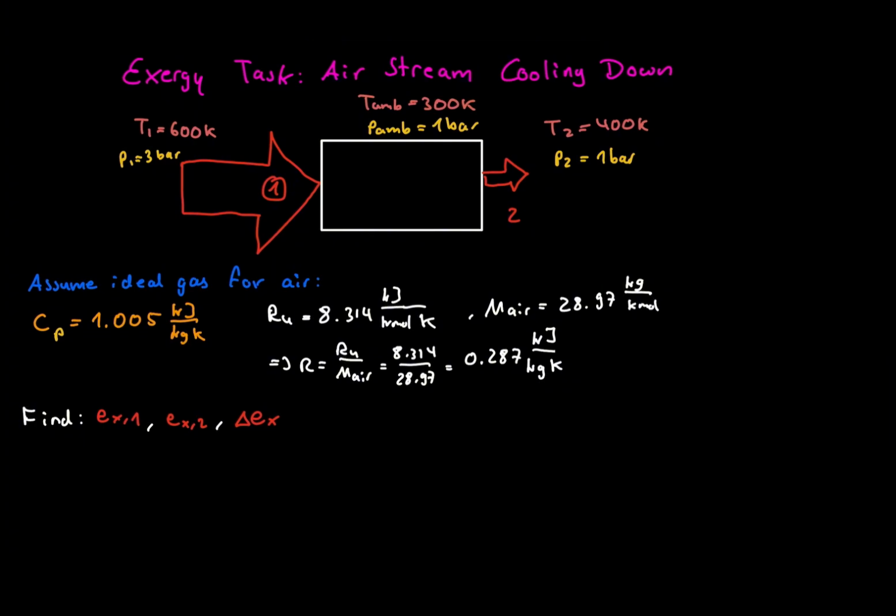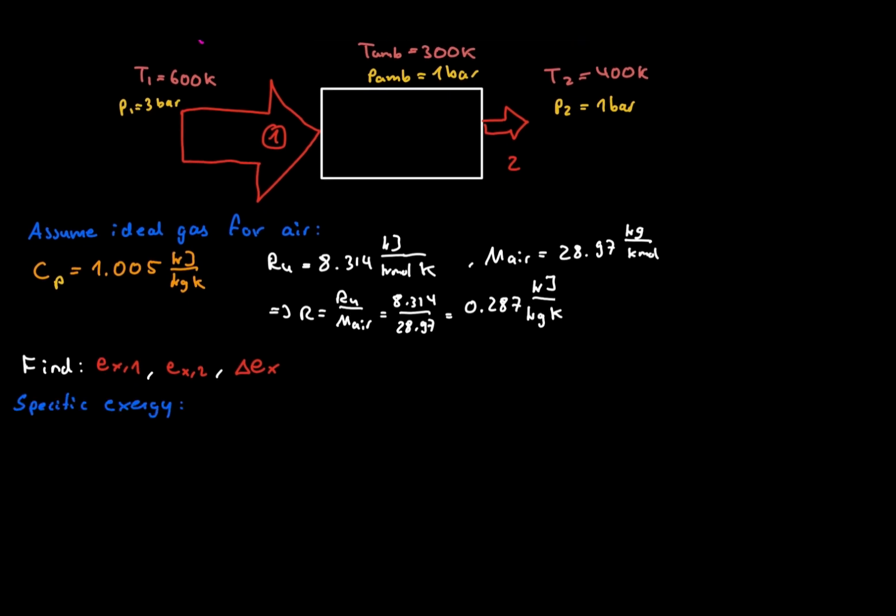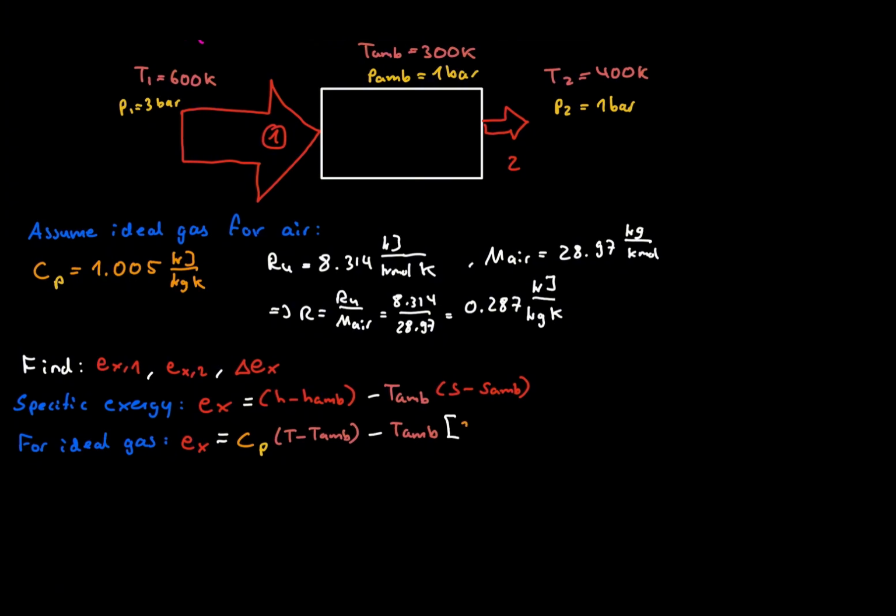We start with the specific Exergy equation. Specific Exergy equals enthalpy difference minus ambient temperature times entropy difference. For an ideal gas, this becomes an equation with three parts. The first part comes from the temperature difference. The second part is the entropy penalty due to temperature. The third part comes from pressure difference.